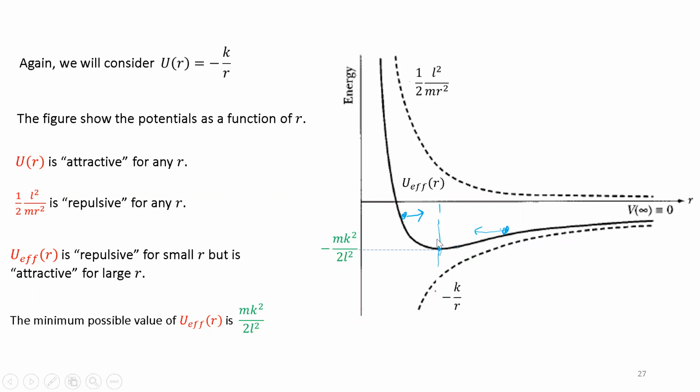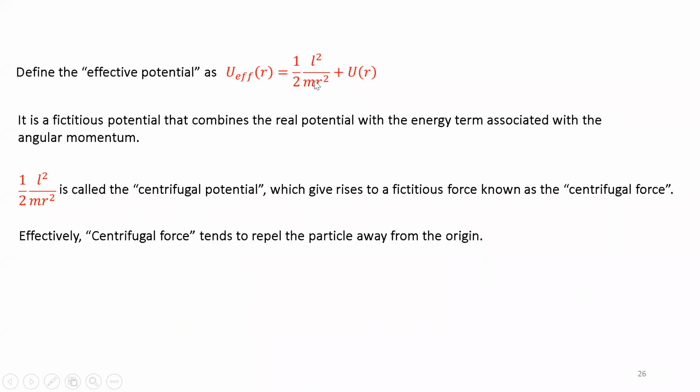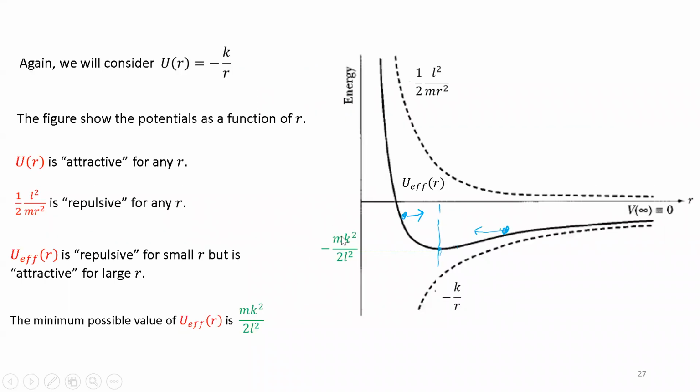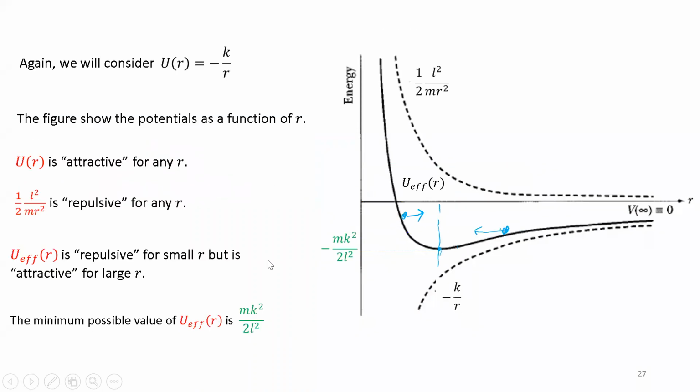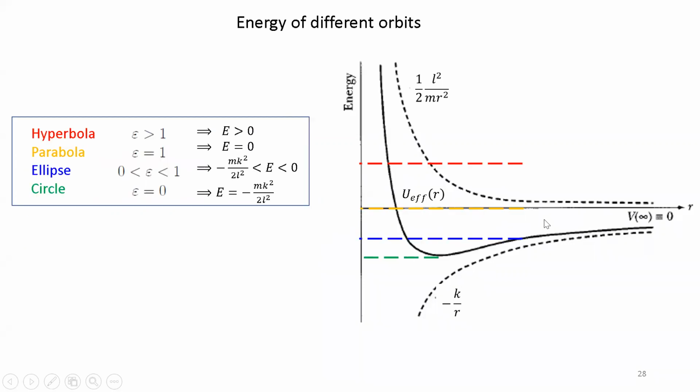And in fact, this minimum point gives you the minimum possible value of this U effective, which is this value over here. This is easy to find: you just need to take derivatives and find the minimum value. That's nothing more than that. So now, using this picture, let's consider all the 4 different kinds of orbits again.